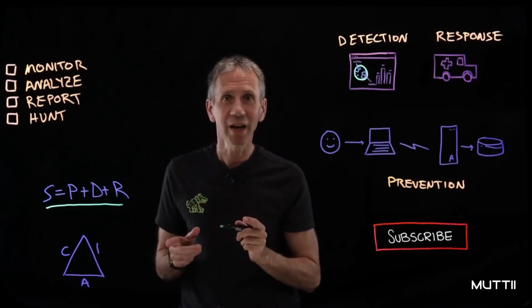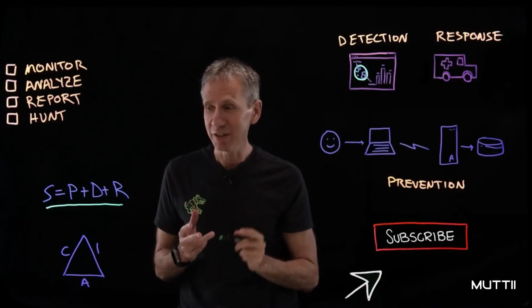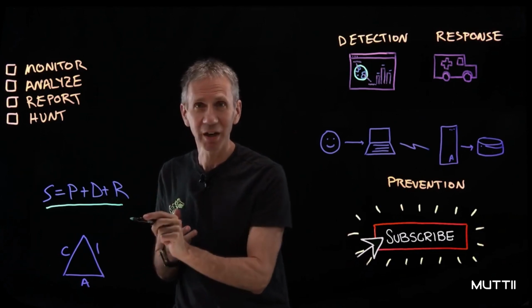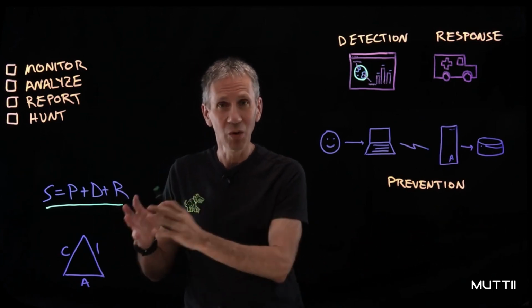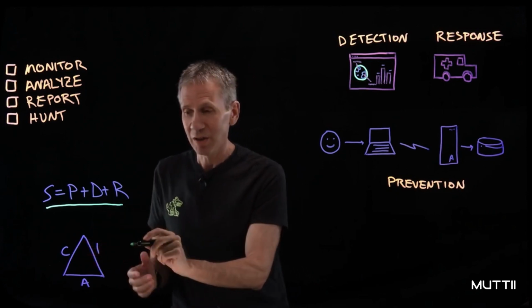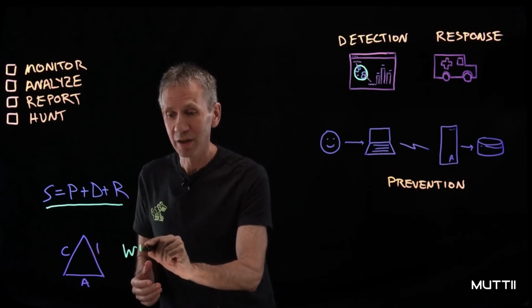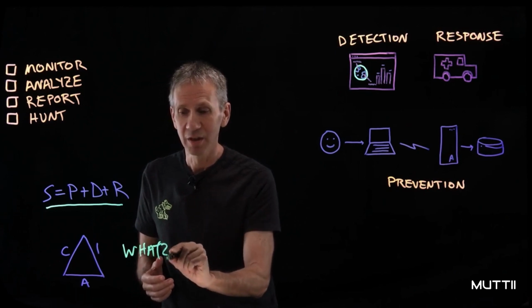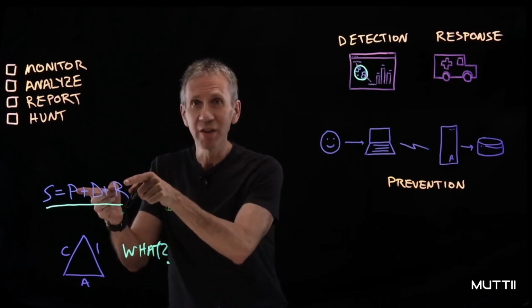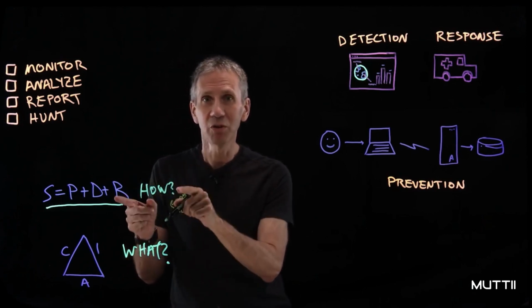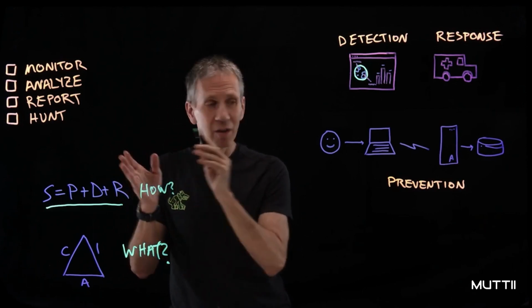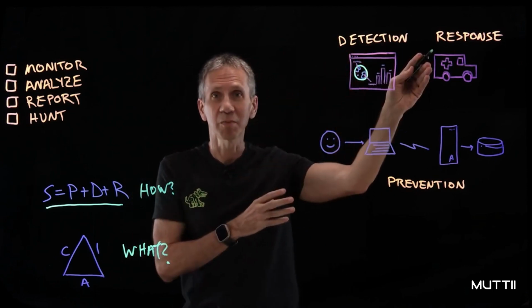Remember the CIA triad I mentioned in the second video of this series? It's about confidentiality, integrity, and availability, and I said everything we do in security is about trying to achieve one or more of those things. Well, that's kind of the what of cybersecurity. This is what we're trying to do. This equation is the how. This is how we're going to go about doing that, and that is with prevention, detection, and response.